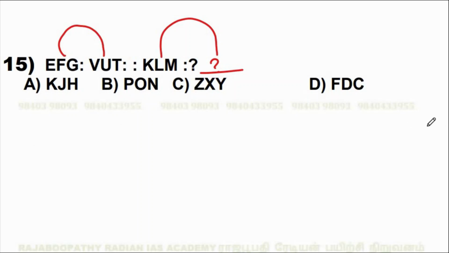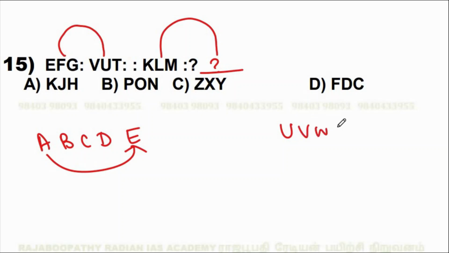So if I write A, B, C, D, then E is the 5th letter from the first. Similarly here, you see U, V, W, X, Y, Z. V is the 5th letter from the end. So therefore, E is the 5th letter from the left end and V is the 5th letter from the right end. Similarly, F and U also, G and T also.